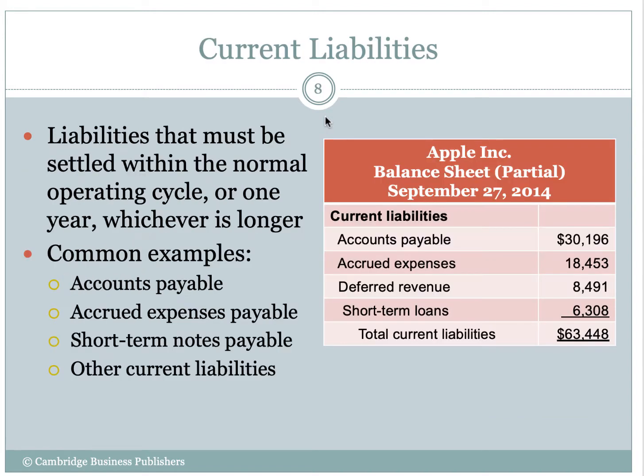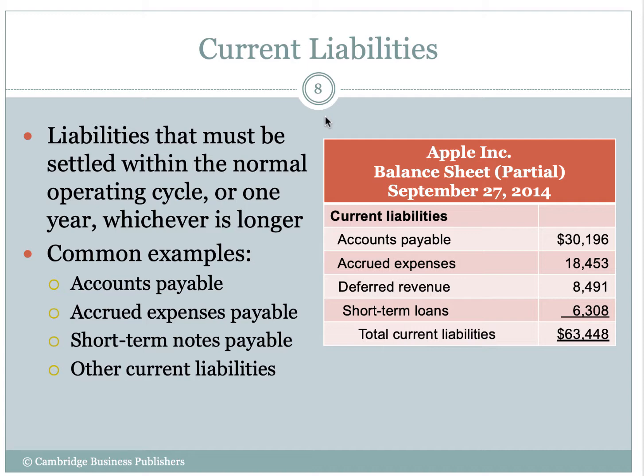So now we get into current liabilities, right? We know what a liability is. Liabilities are obligations. So we're just going to break these obligations down into current or long-term, okay? So liabilities that are going to be settled within the normal operating cycle or a year, whichever's longer, those are current liabilities, okay?